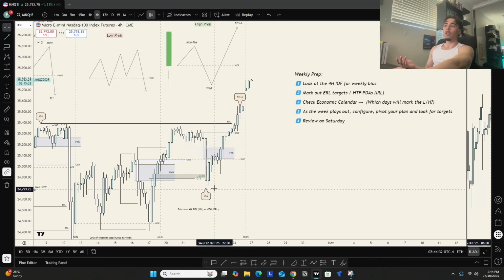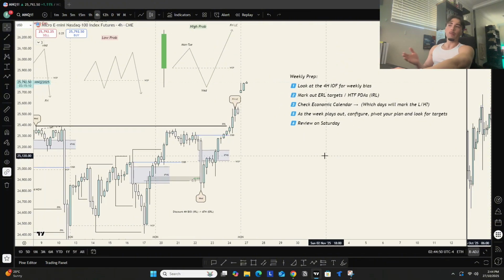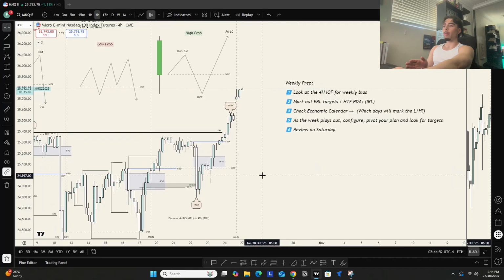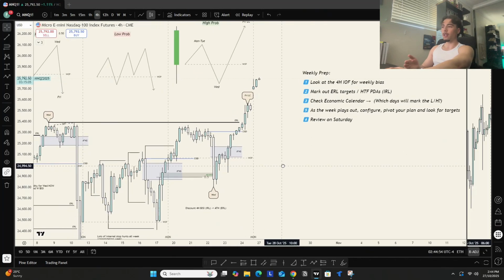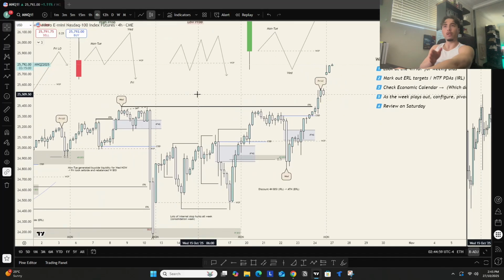Now what I'll do is on Thursday and into Friday, I'll look for price to invalidate shorts, okay, and look for longs into the ERL target, okay. So you kind of have to play day by day and configure your plan as the days go on in the week. And then lastly, on the Saturday, when the market closes, you review the week and you see how well you did in terms of your plan coming into the week.